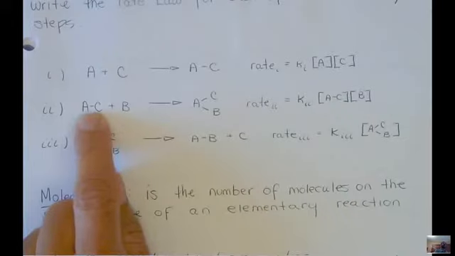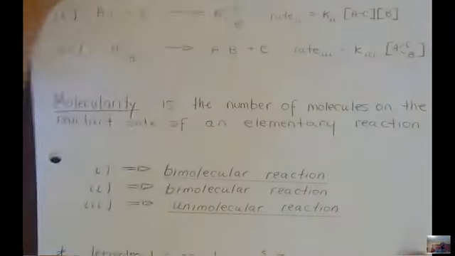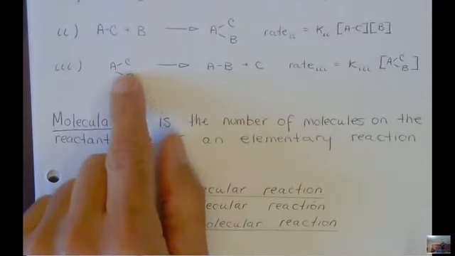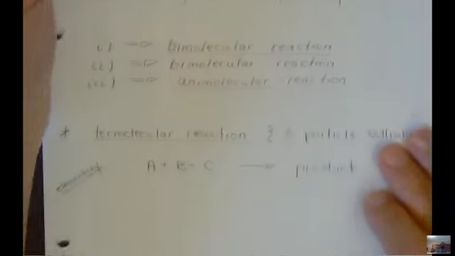Step 2 is also bimolecular. It takes 2 molecules to hit into one another. So it's also bimolecular. And step 3 is unimolecular. Unimolecular means there's only 1 molecule on the reactant side. This thing, that's a decomposition. This thing just breaks up.